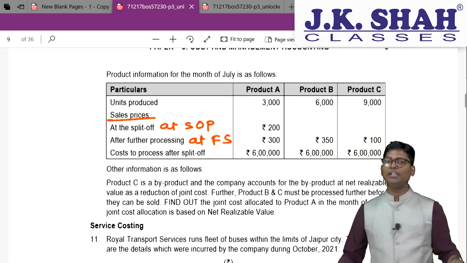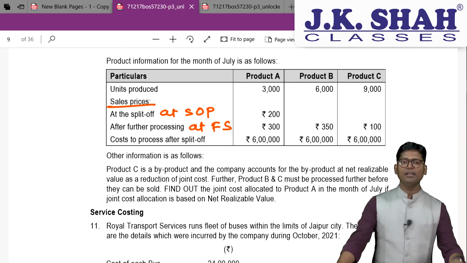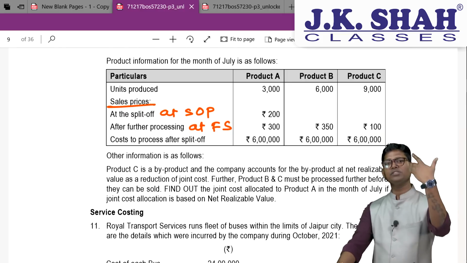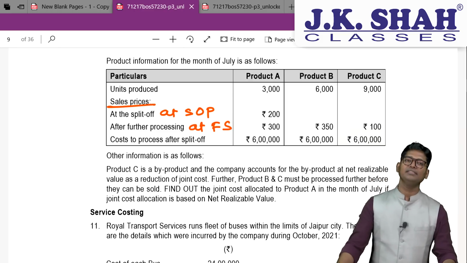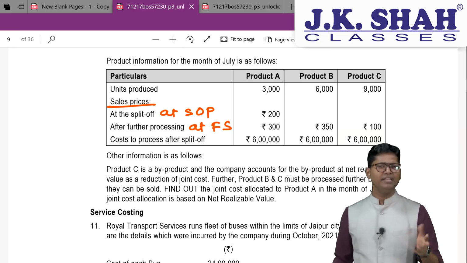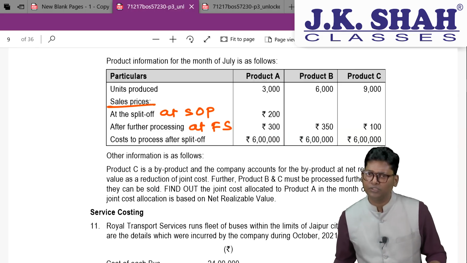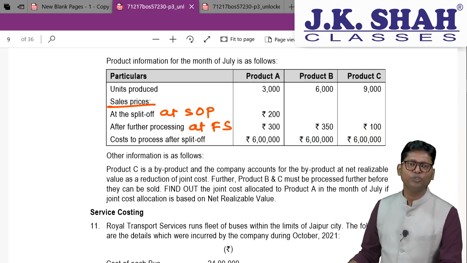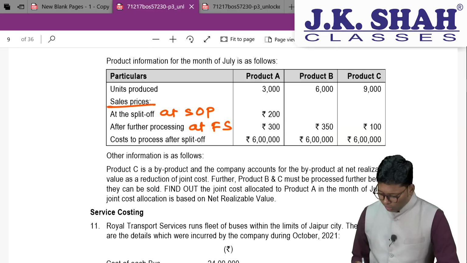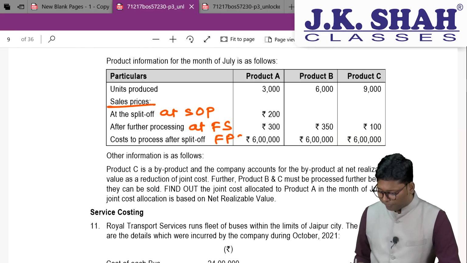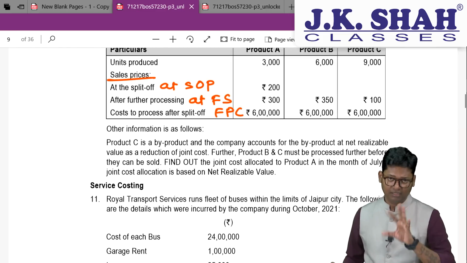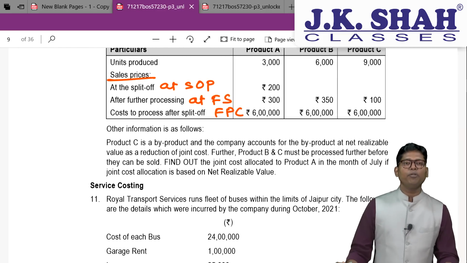Means the company has 2 options, either to sell off the product at the split off point or to further process the product and sell at the final stage. Both the things are available. Decision making is part of this chapter, so chances are they'll ask us to take the decision also. Cost to process after split off is called further processing cost under normal circumstances. Other information is also given.